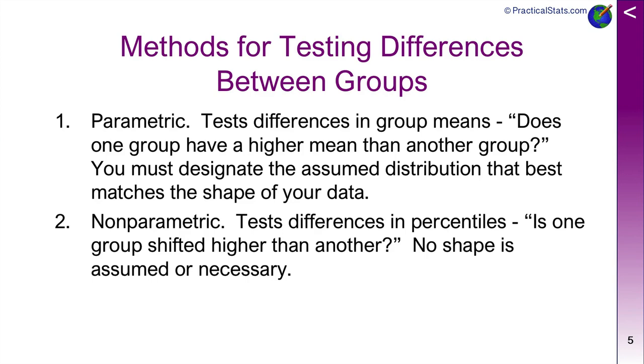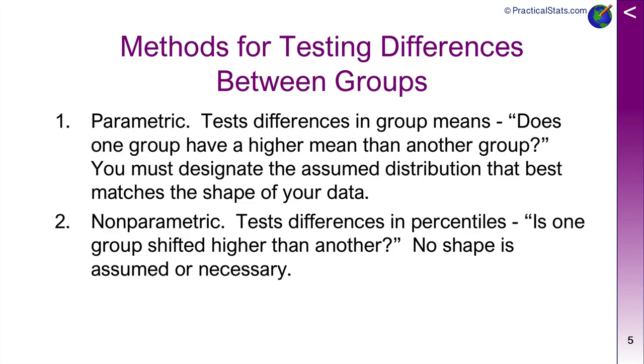The second class of the methods is non-parametric tests. And these tests do not assume a distribution and they do not assume equal variance. They're testing something different. They're not testing differences in means. They're testing differences in the cumulative distribution functions or set of percentiles for the data. So they're asking the question, does one group get shifted higher than another? So that its median is higher, its 75th percentile is higher than the equivalent statistic in the other groups. So those are the two classes of procedures we're going to talk about, and we are going to look at both of them.